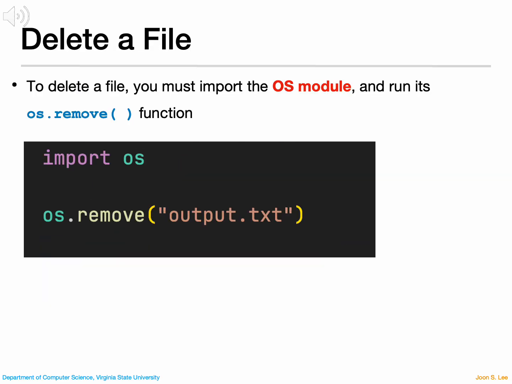This slide shows how to delete a file in Python. To do this, you need to import the OS module, which provides functions for interacting with the operating system. Then, use the os.remove function and pass in the file name you want to delete. If the file exists, it will be removed from the system. Keep in mind that if the file does not exist, Python will raise an error. This is something we will handle using exception handling, which we will learn next.